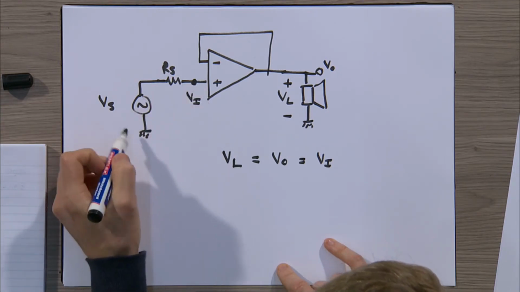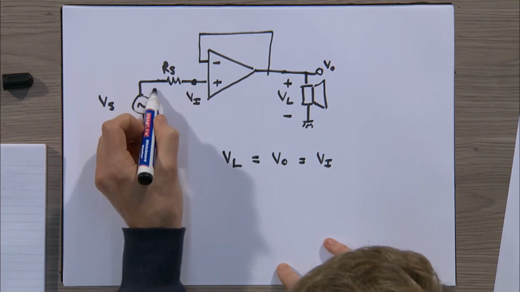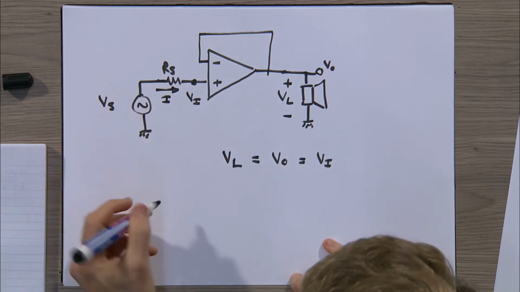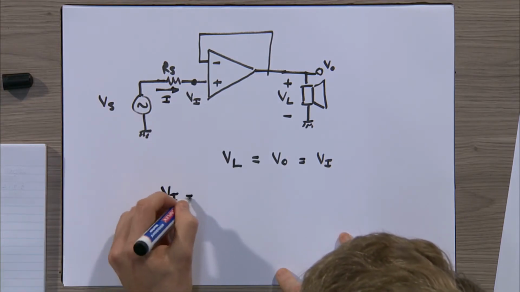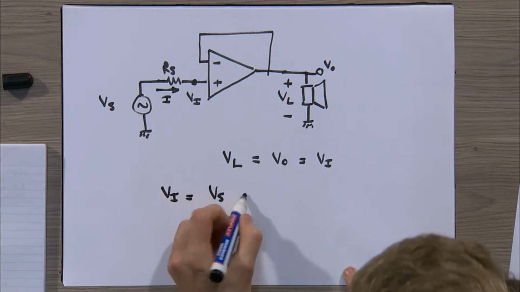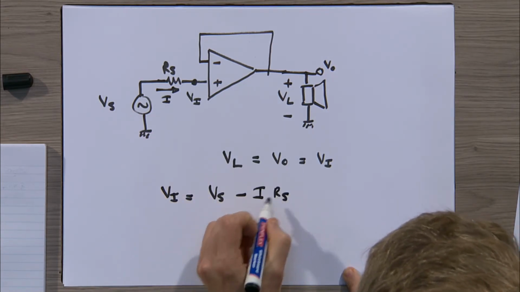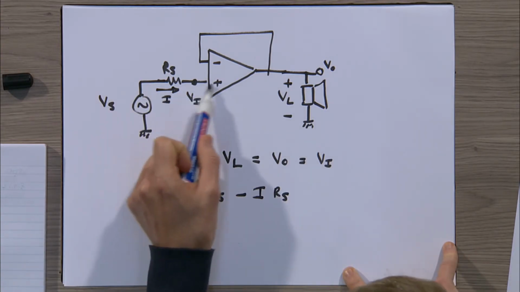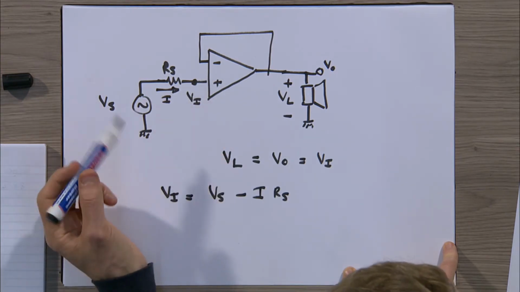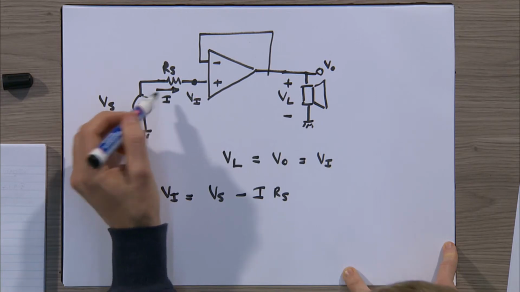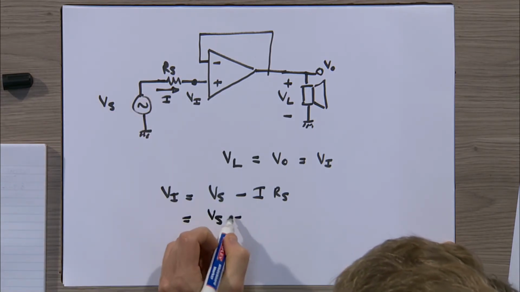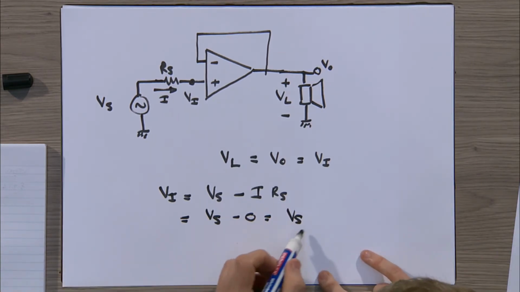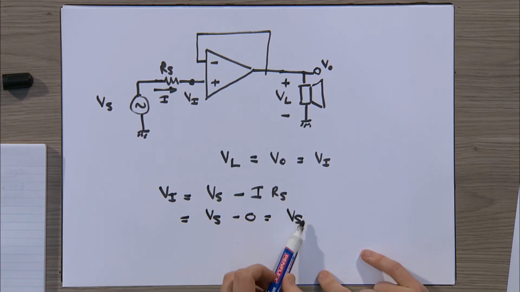We can determine that input voltage by starting off with Vs and subtracting the voltage drop caused by if there were current flowing in here. So our input voltage is equal to the voltage of the microphone minus I times Rs. But we know that for a voltage follower, no current can flow into the operational amplifier over here. That's one of the properties of the operational amplifier. So that current will simply be equal to 0. So that's Vs minus 0, and that simply is Vs. So now we can say our input voltage is equal to Vs.